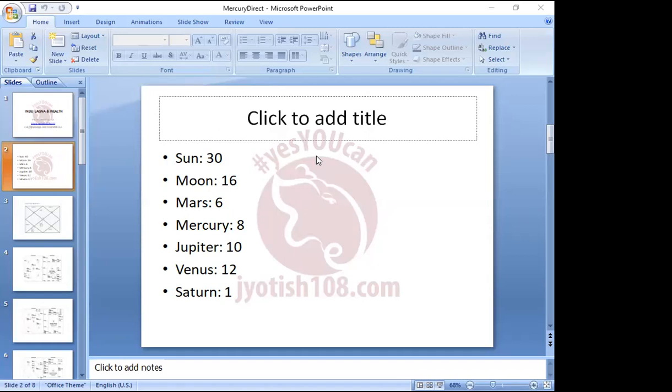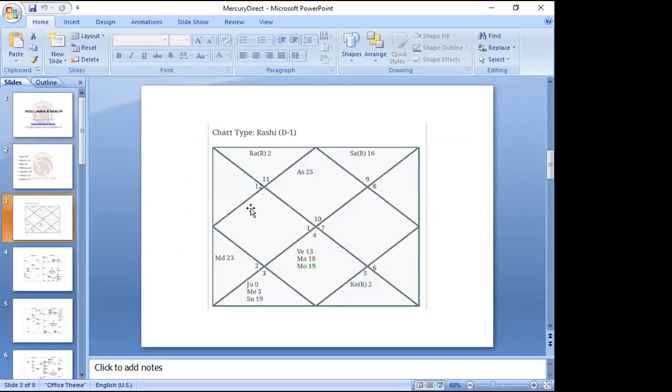And then Saturn has been given only 1 point. Why? Because this is a hidden, esoteric meaning saying that you cannot become rich by hard work alone. Saturn represents extreme hard work, and what our rishis are saying is that you cannot become rich even by extreme hard work. You have to apply your brains, your intelligence, to become wealthy.